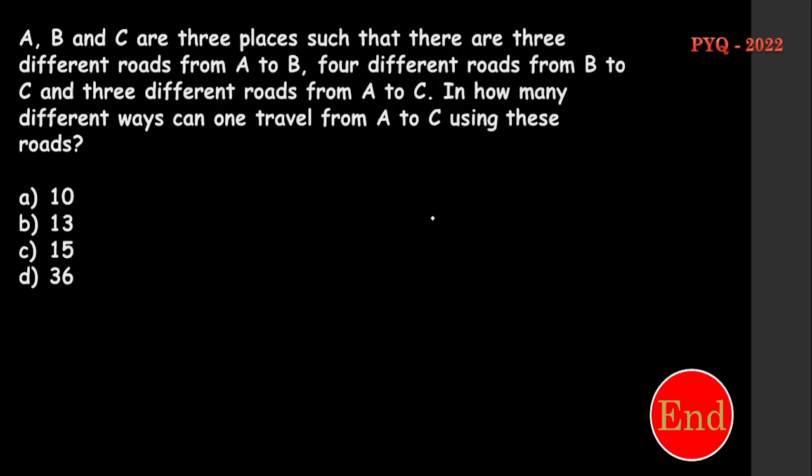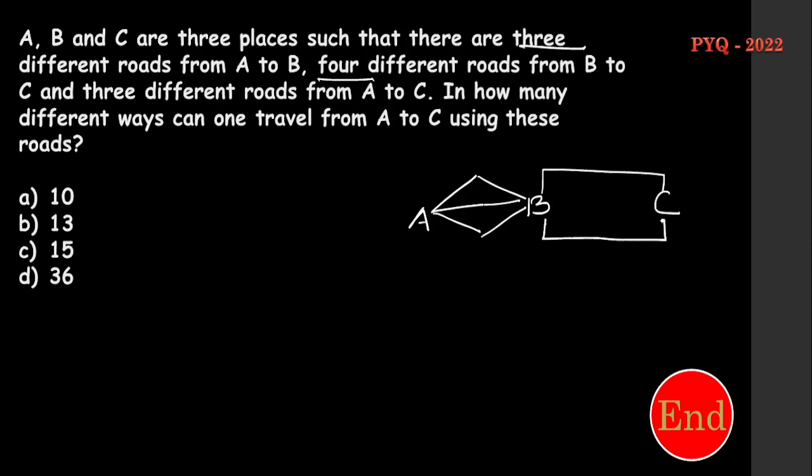So from A to B, let's take A. From A to B, how many routes are there? Totally 3. 3 different roads from A to B. So from A, there are 3 different roads, route to B. Then from B to C, there are 4 different roads. So if C is here, this is one road and this is another way, and this is one road and this is one road. So there are totally 4 different routes.